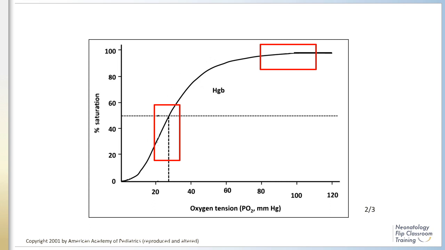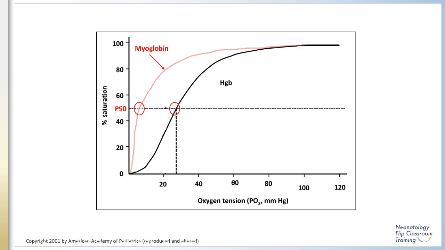This cooperative binding of oxygen is important because it allows hemoglobin to deliver more oxygen to the tissues in response to relatively small changes in the partial pressure of oxygen. Contrast this to the oxygen dissociation curve for myoglobin. Myoglobin has a higher oxygen affinity than does hemoglobin. The partial pressure of oxygen needed to achieve half saturation of the binding site, called the P50, is 1 millimeter of mercury for myoglobin and 26 for hemoglobin.